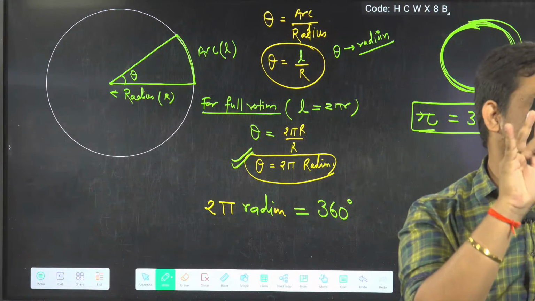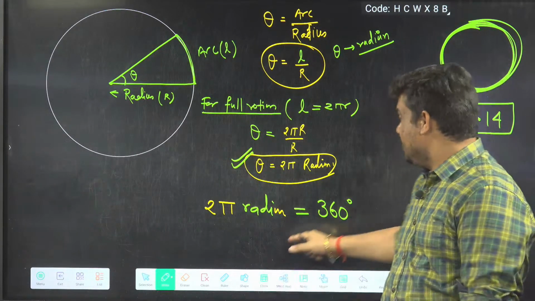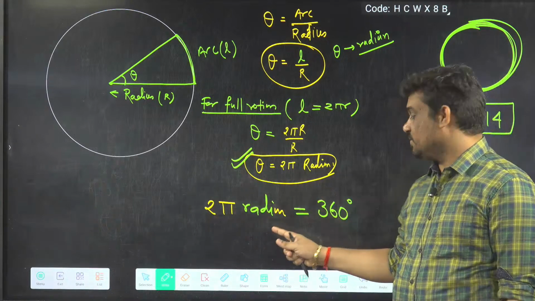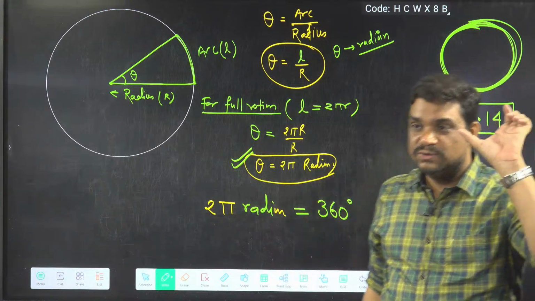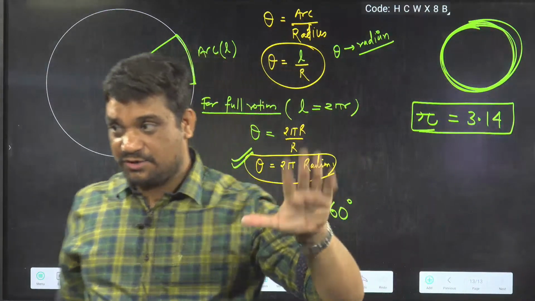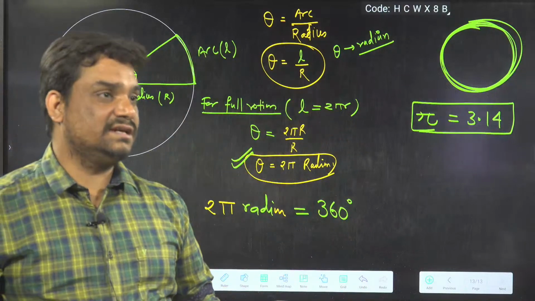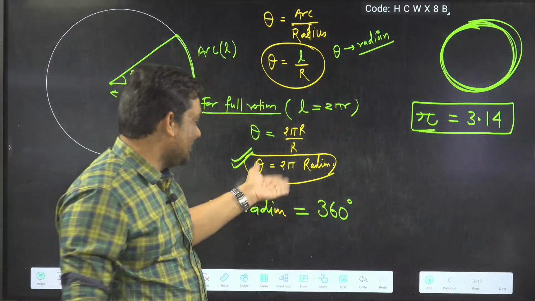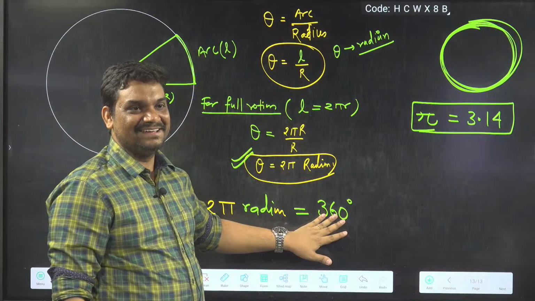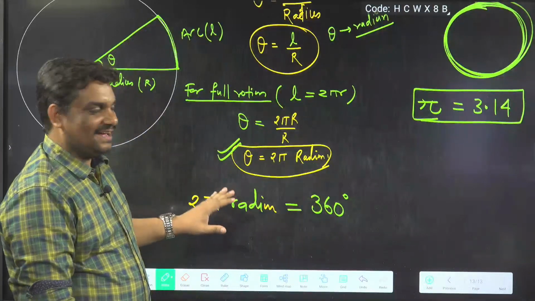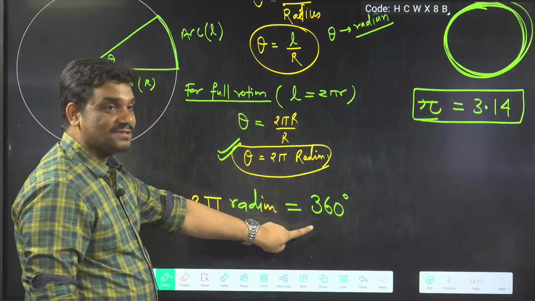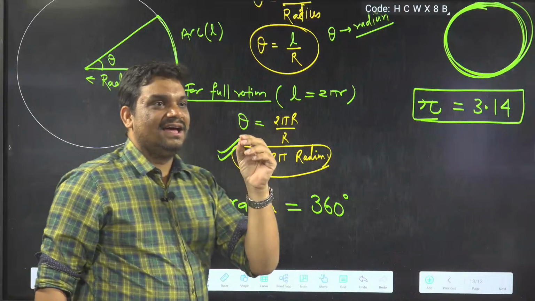No way it is possible. So I am not saying that this 2 pi value is equal to 360 degree. What I am saying is that 2 pi radian is equivalent to 360 degree. 2 pi radian is equivalent to 360 degree. I am never saying that 2 pi is equal to 360.